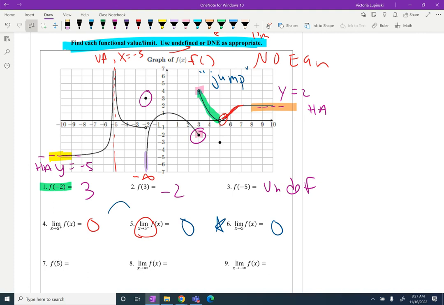How about f of 5? When x equals 5, what's the corresponding y value? It's -3 because of the closed circle. Make sure you look everywhere.